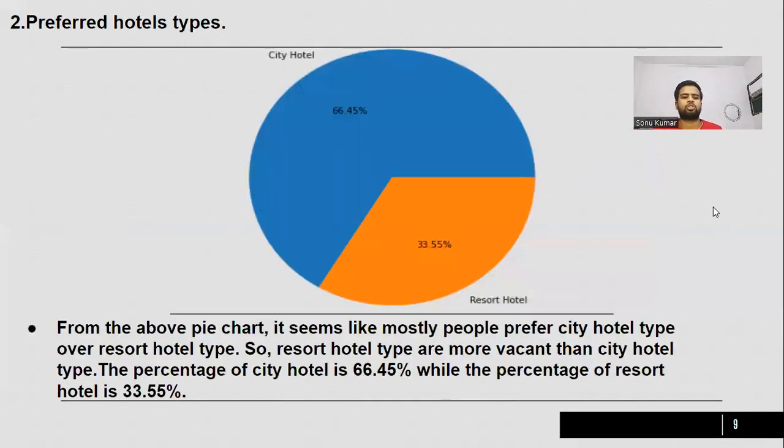Then we have preferred hotel types. In this pie chart, we can see that city hotel has 66.45% and the resort hotel is 33.55%. So from this pie chart, we can conclude that the city hotel is more preferred and the resort hotel is less preferred with respect to the city hotel.